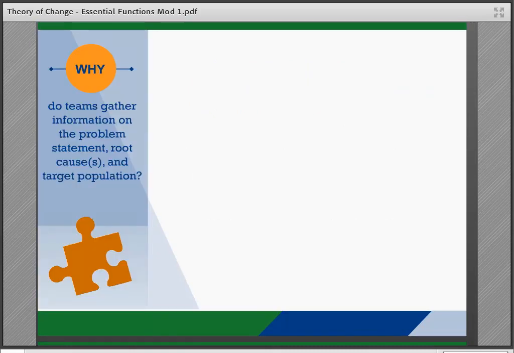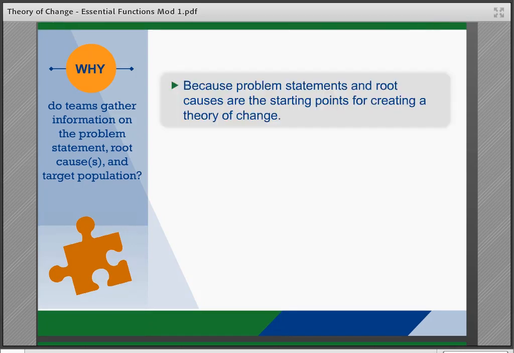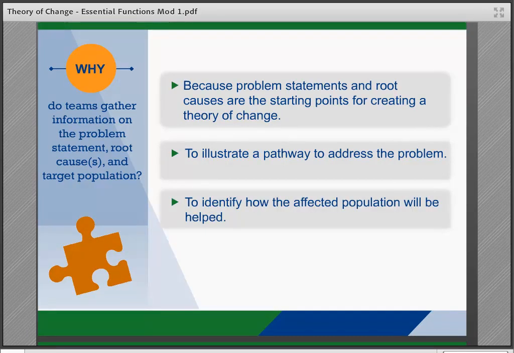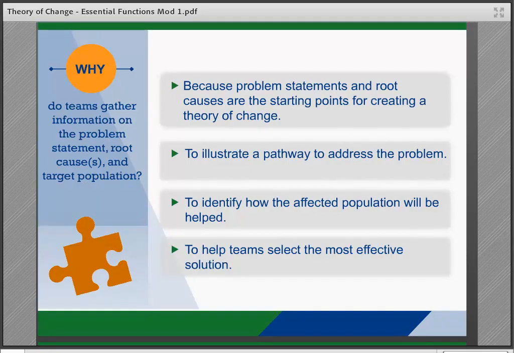Before a team can chart their pathway to change, it is important to establish a starting point. The problem statement, root cause, and target population help establish this foundation for a team's theory of change. With this starting point in mind, the team will be able to illustrate a pathway to addressing the problem and identify how the affected population will be helped. Clearly charting this path increases the chance that the team will select the most effective solution.